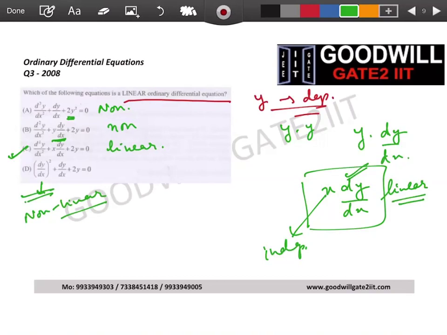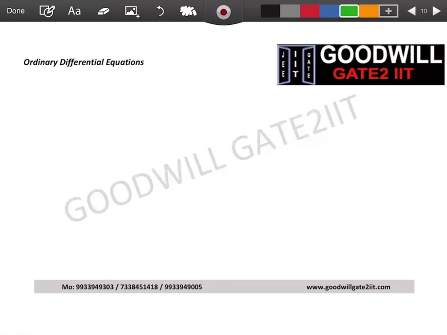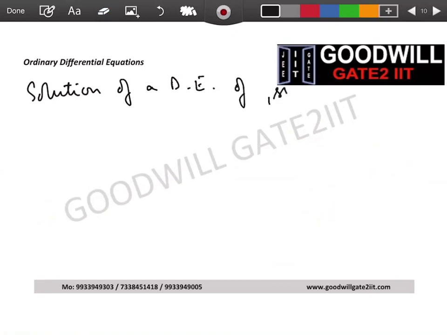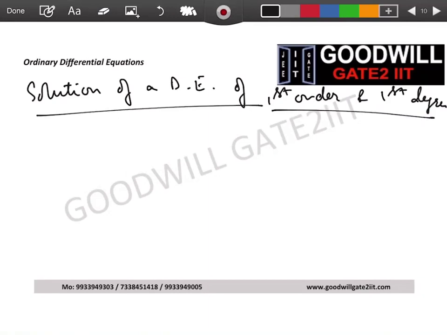So then we'll move towards our next topic, that is solution of a differential equation of first order and first degree. So we'll do different types. We'll start with the basic one, that is solution of differential equation for the first order. Okay. Here we learn the first type.